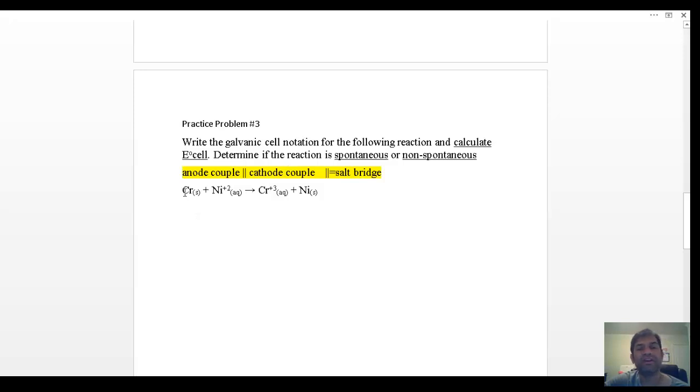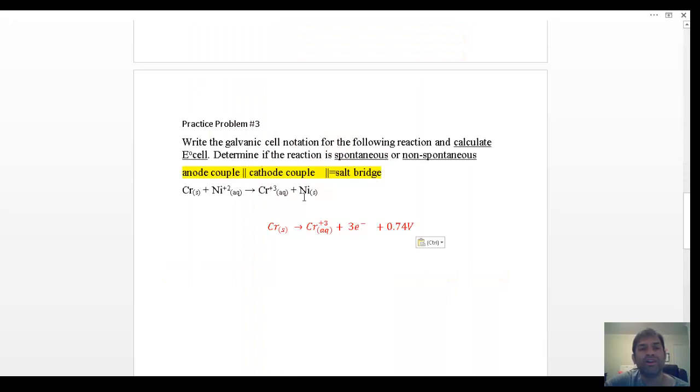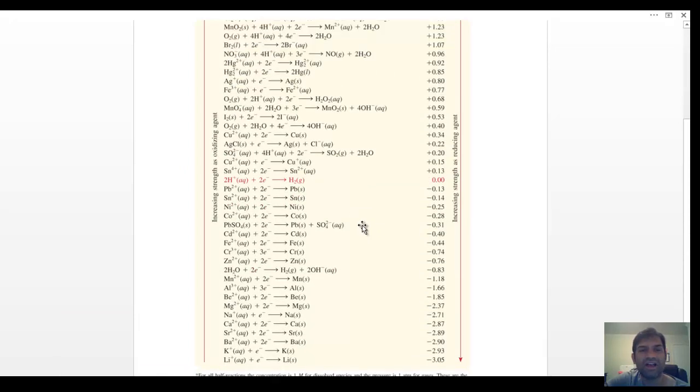So here we have Cr solid going to Cr plus 3. Let's write that half reaction looking at our table. Cr going to Cr plus 3 is the opposite of what we see in our reduction potential table, so we're going to flip this to get what's in our problem. All right, how about nickel plus 2 going to nickel solid? Where does that fall in our table? Nickel plus 2 going to nickel solid, minus 0.25 volts. So let's put that in.